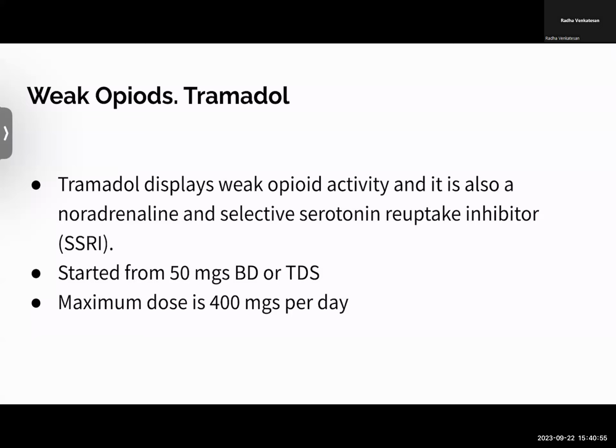Next group is weak opioids, in which you have two drugs mainly, tramadol and tapentadol, which we will see. First one, tramadol. Tramadol displays weak opioid activity, and it is also a noradrenaline and serotonin reuptake inhibitor. It is available in tablet and injection form, usually started at a dose of 50 milligrams twice or three times daily. In this also, the maximum dose is 400 milligrams per day.